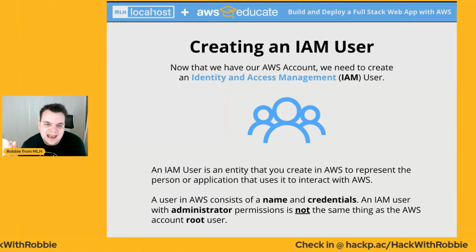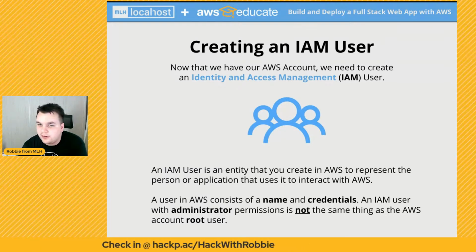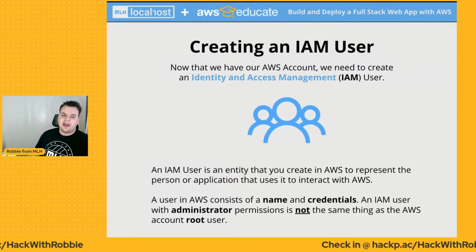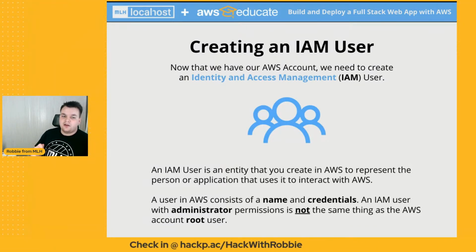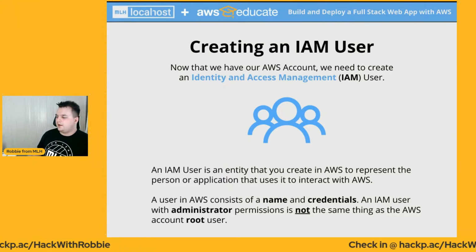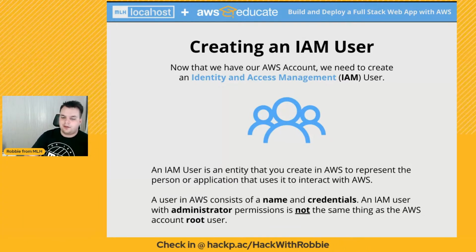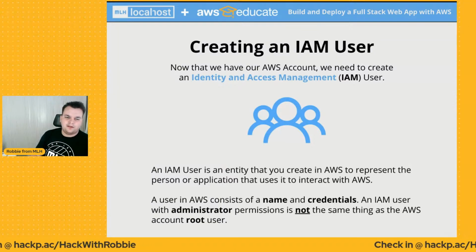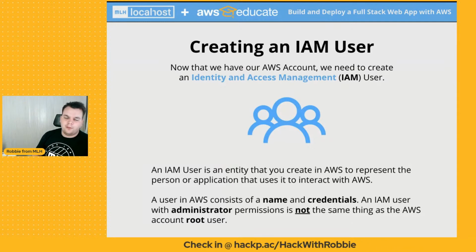An IAM user is an entity that you create in AWS to represent the person or application that uses that IAM user to interact with AWS. A user consists of a name and credentials, and an IAM user with administrative permissions is not the same as the root user. When you make an AWS account, you are creating a root user at that point. A little bit like with what we just did with MySQL, but you should never use that root user in practice because the permissions you have are super god tier. You don't want to be using that when you're just doing normal AWS stuff.